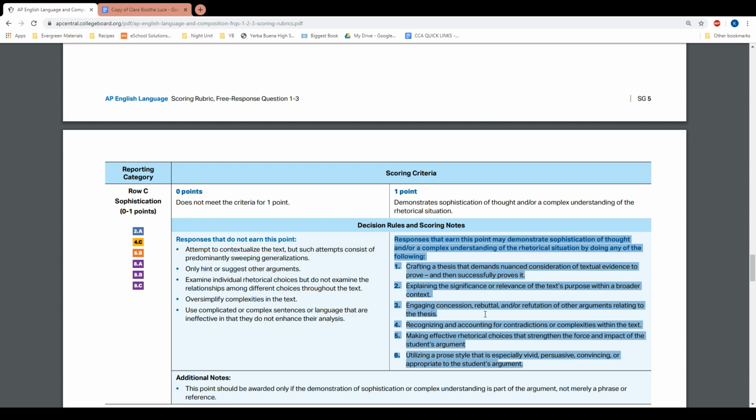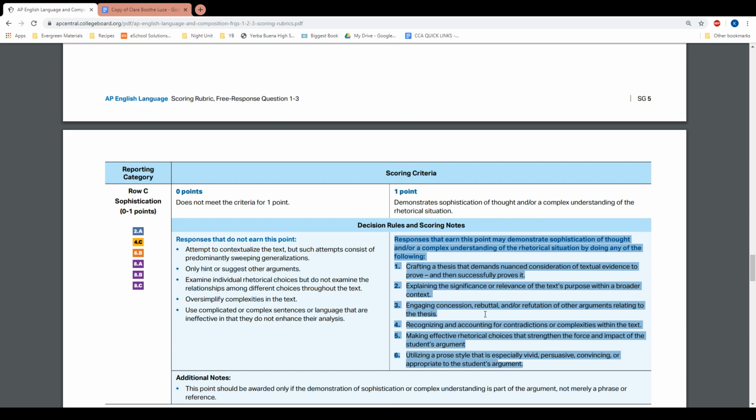Boom, another point. Number 5. Making effective rhetorical choices that strengthen the force and impact of the student's argument. So in this case, not only are you understanding the author's rhetorical choices, but you even put in your own rhetorical devices, perhaps, to write your body paragraphs and so forth. So in this case, just good writing as a whole, transitions, and all that is also included.